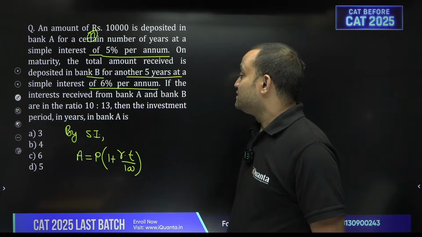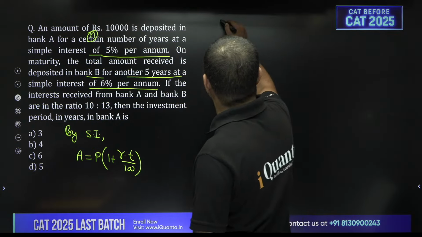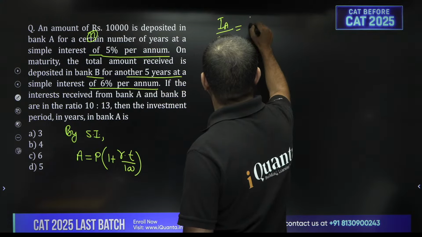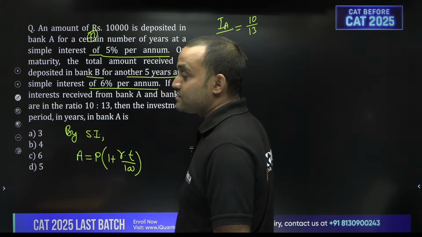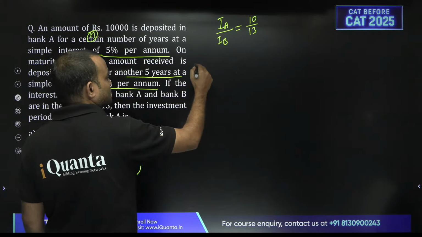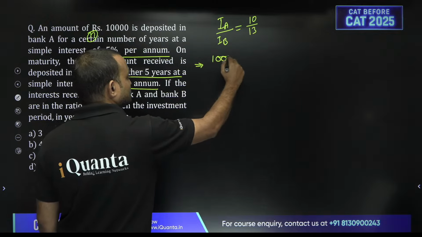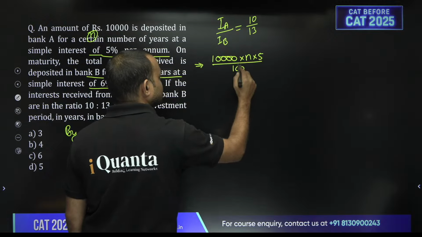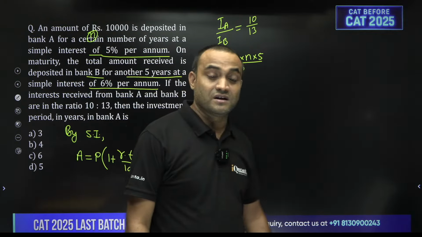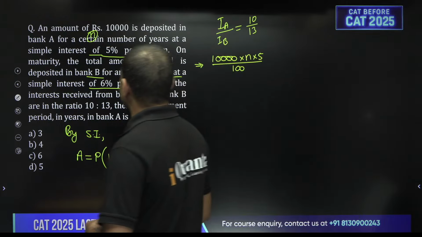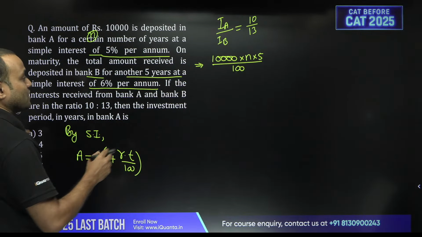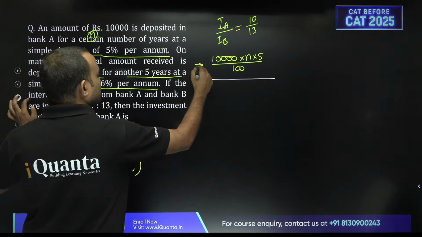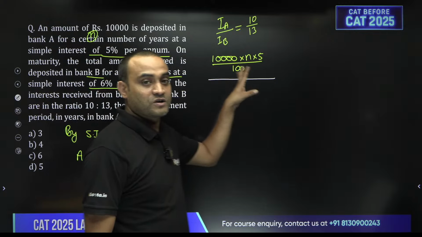So what we can say, the interest earned by A upon interest earned by B is equal to 10/13. What will be the interest earned by A? So we can say 10,000 into n years into 5 upon 100. This will be the interest earned in n years in case of bank A, and this divided by what will be the total amount after n years.